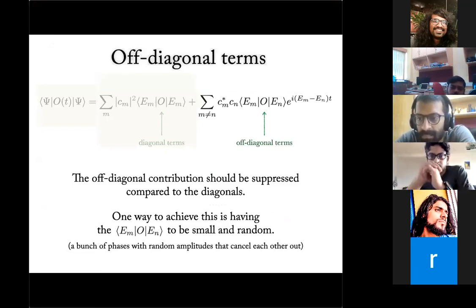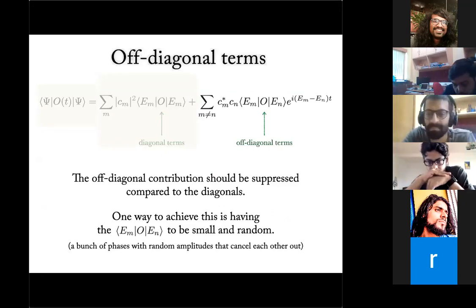So in this off-diagonal term, sure there are random phases, but like you said later, let's say the expectation value of EM O EN is order e to the minus S by 2. Then you're taking a bunch of random phases and adding them with this amplitude e to the minus S by 2. So we know that this whole term is not zero actually, but it scales like square root of the number of terms times e to the minus S by 2, right?